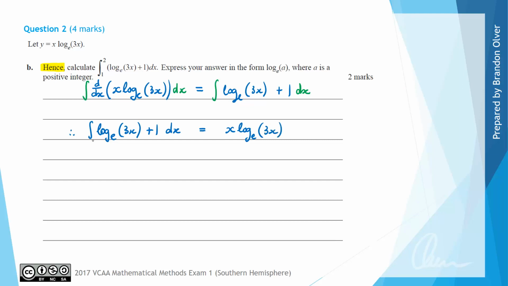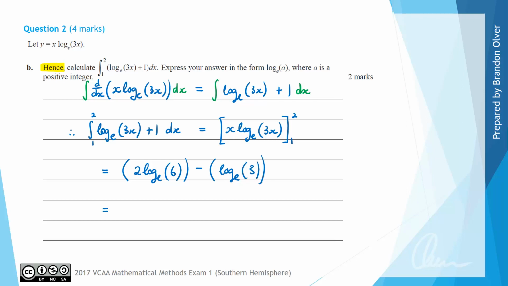Now if we want to go between 1 and 2, we simply evaluate the antiderivative between 1 and 2. To do that we substitute in the upper terminal and then subtract away the lower terminal substituted in. So this is going to equal, substituting 2, 2 log e of 3 times 2, which is 6. Then we subtract away the lower terminal substituted in, so 1 subbed in for x will just give 1 times log e of 3 times 1, which is just 3.